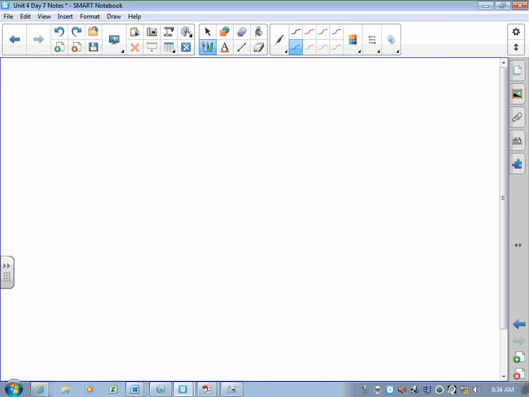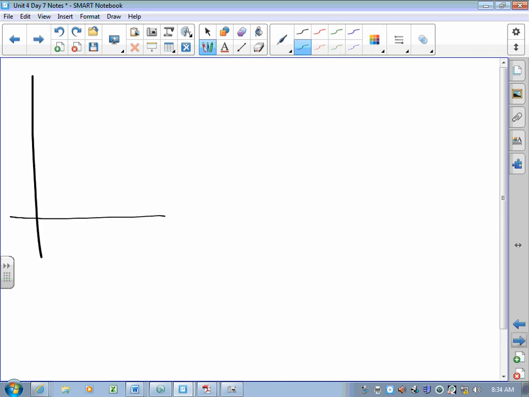So let me show you what I mean with a very straightforward function. I want to use a very basic function. I want to use cosine x plus 1, and that looks like this.